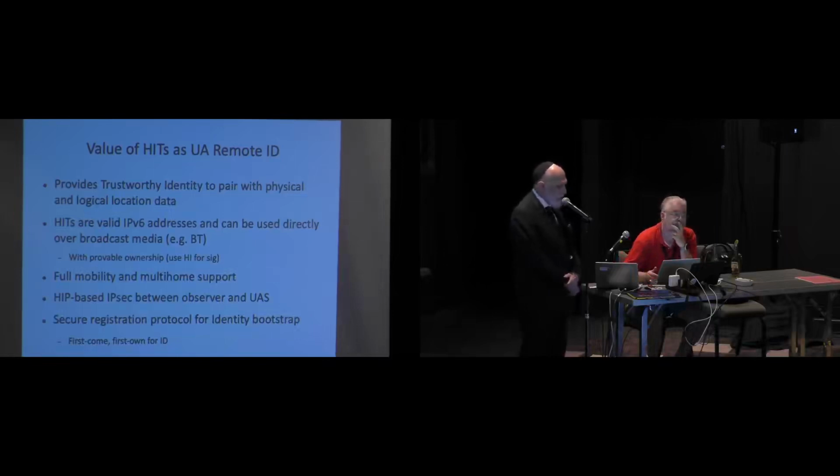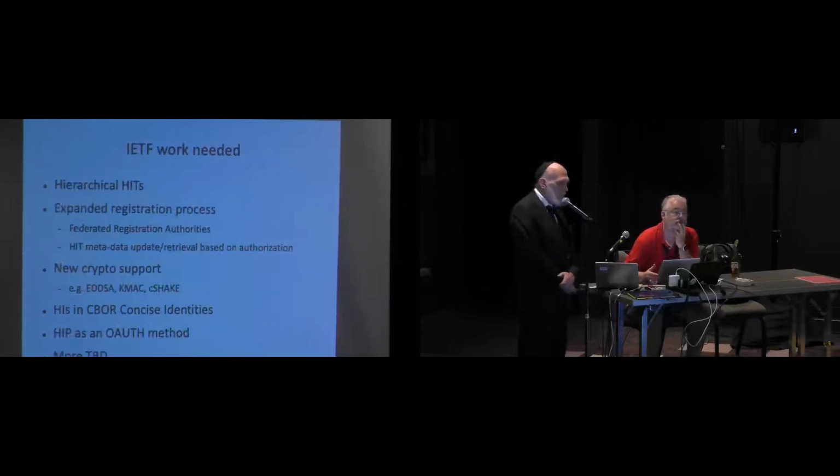And we can come to a secure registration for the identity bootstrap on a first come, first owned basis for the ID. That's what's available there. But it's not exactly what's needed for this case. There's some work that needs to be done. The original design of HIP talked about hierarchical HITs. I've done a draft on this since then, and because of ownership and other registry issues, hierarchical HITs would definitely be of value for this.